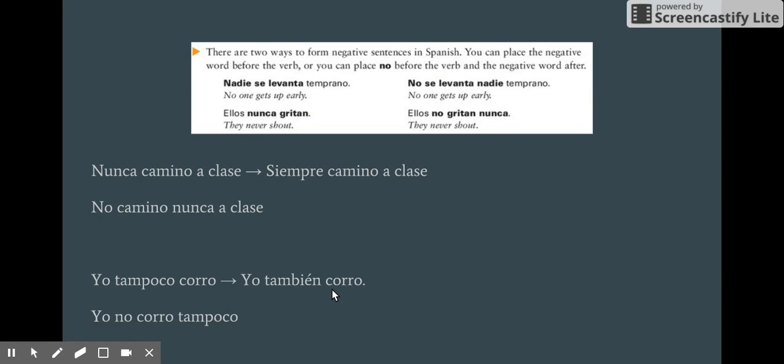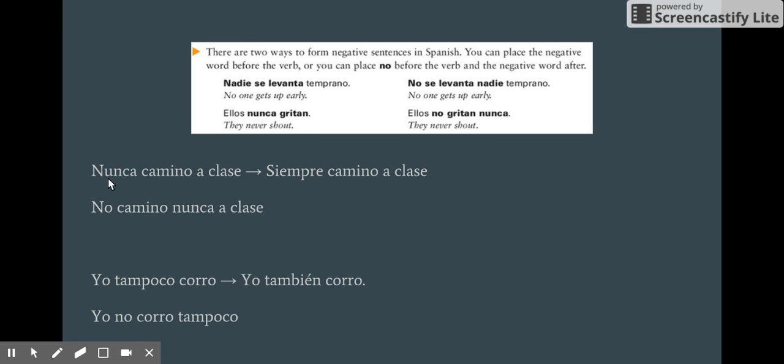So there's two ways to form a negative sentence in Spanish. You can either place the negative word before the verb, or you can place the no before the verb and then the negative word after. Now it's kind of tricky because the negative word doesn't always go after the verb. Most of the time it does, but sometimes it goes later. So you can see here some examples.